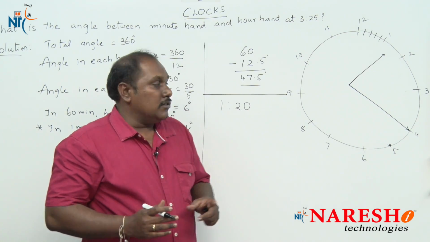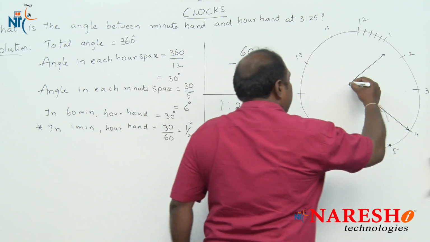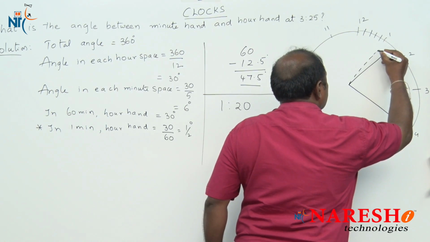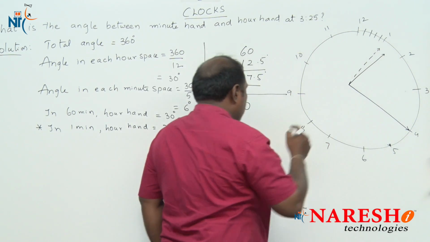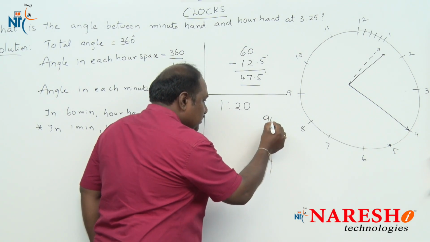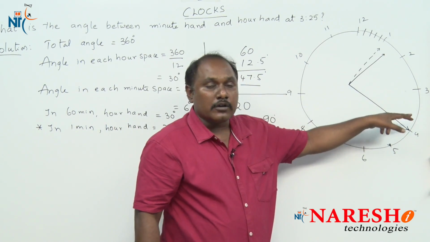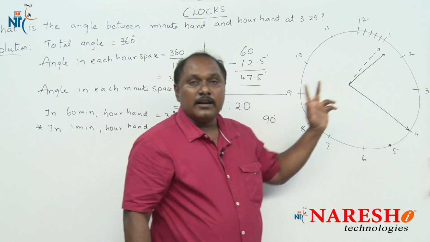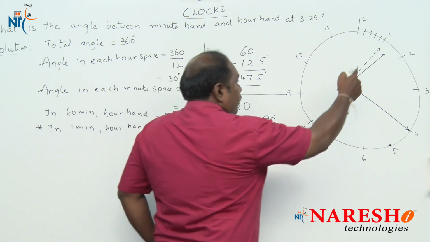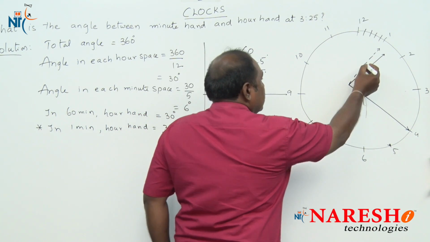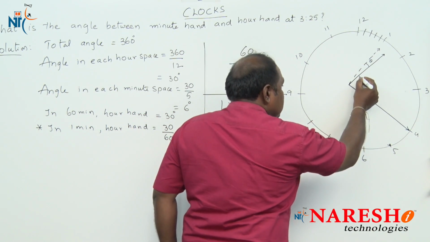Exactly at 1 o'clock, this hour hand should be exactly at 1, and the angle between 1 and 4 will be 90 degrees, because we have 3 hour spaces in between 1 and 4: 30, 30, 30, 90. Now from this 90 degrees, we need to subtract this angle to tell the answer for our question.